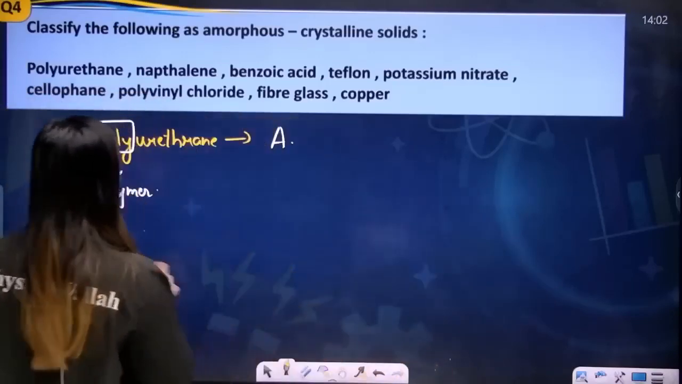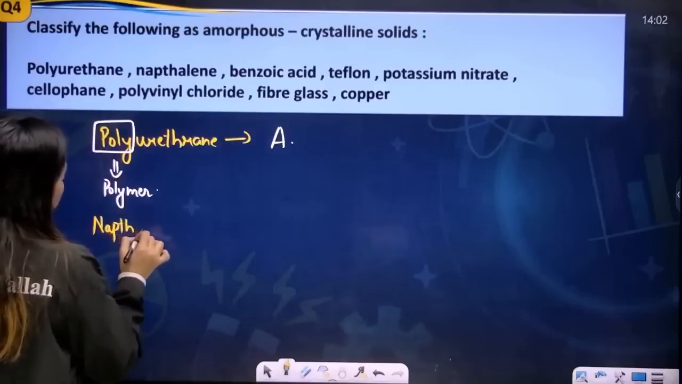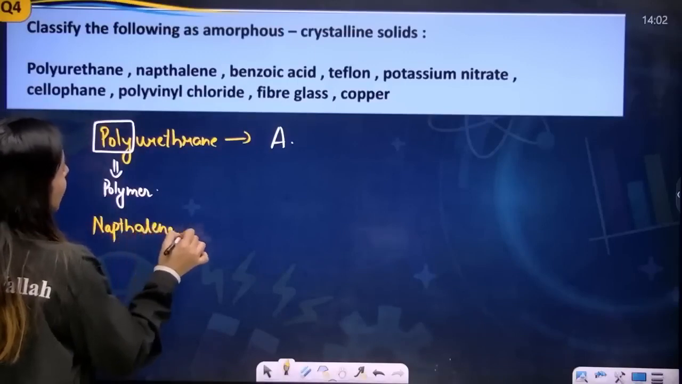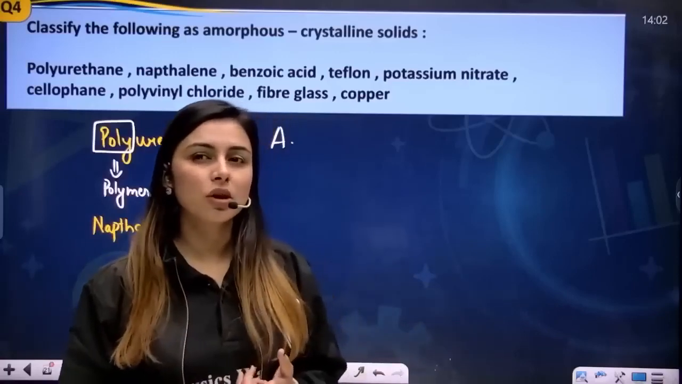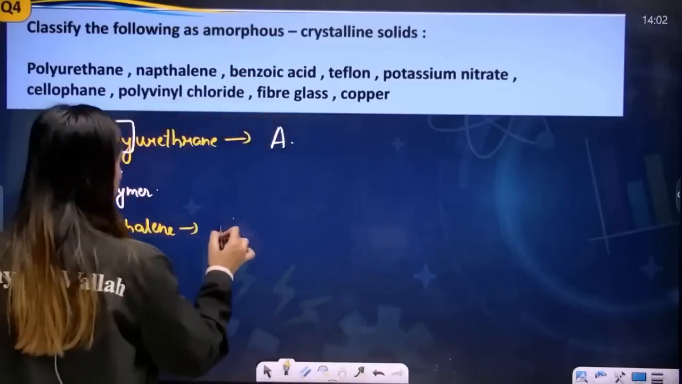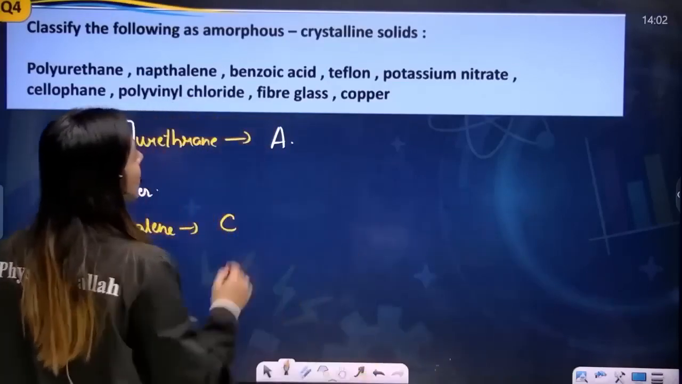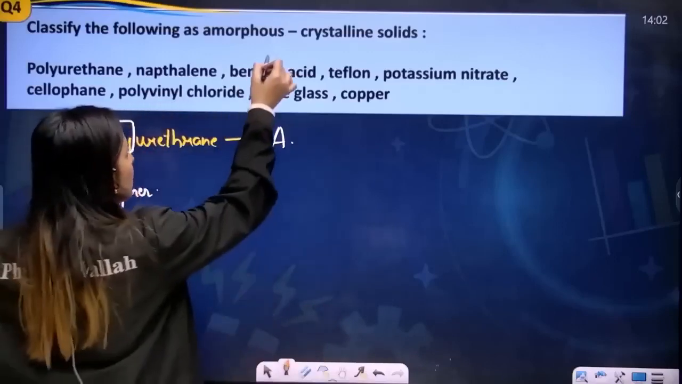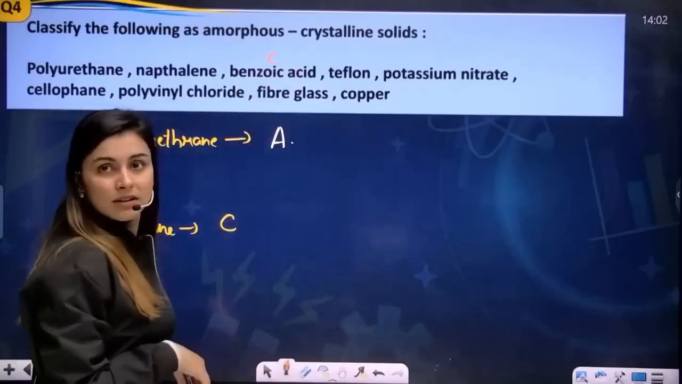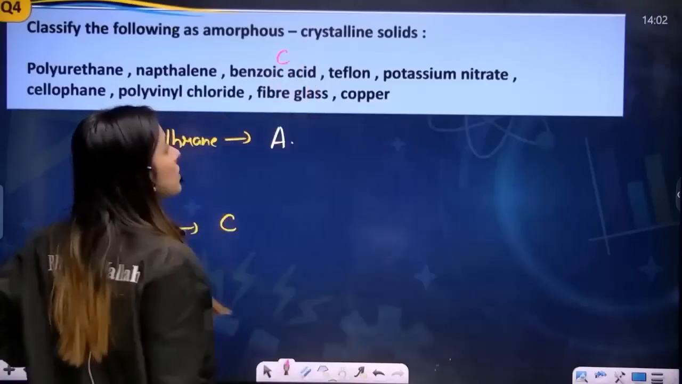The next is naphthalene, my dear students. Naphthalene is a crystalline solid because it is neither a glass nor a rubber nor a polymer. So, it is crystalline in nature. If we talk about benzoic acid, again, it is neither a glass nor a rubber nor a polymer. So, it is crystalline in nature.